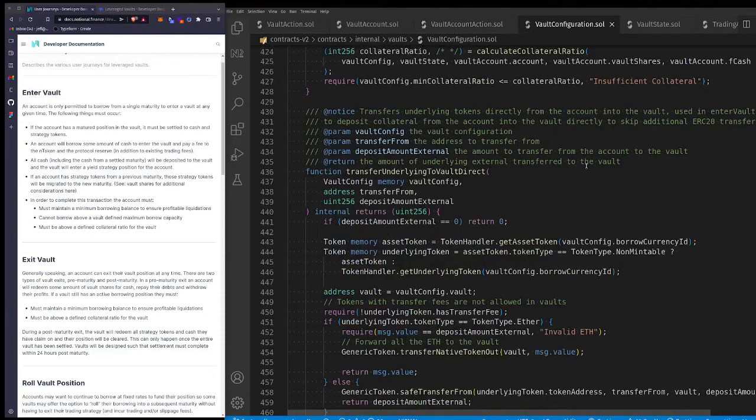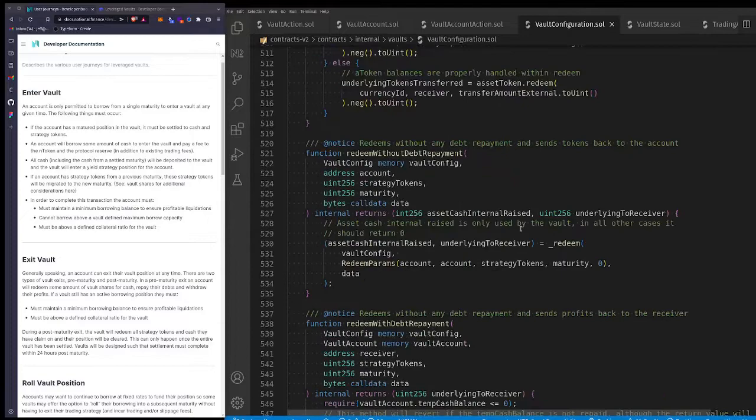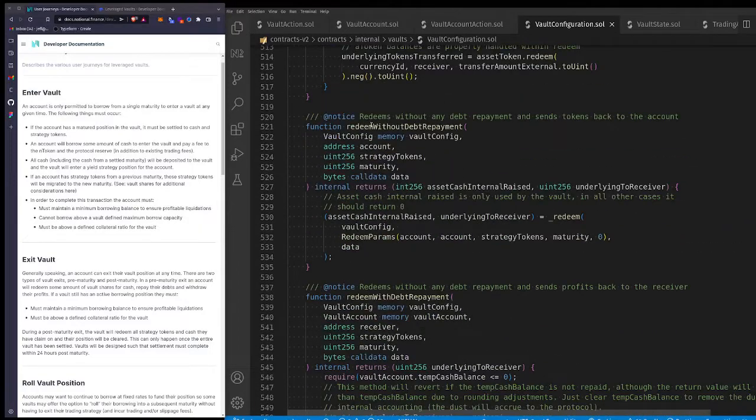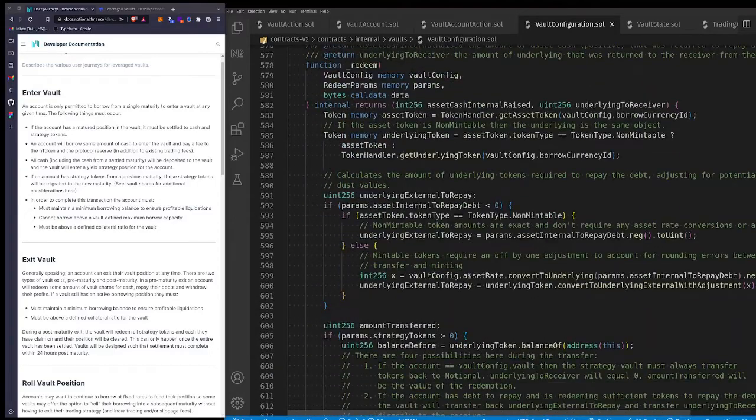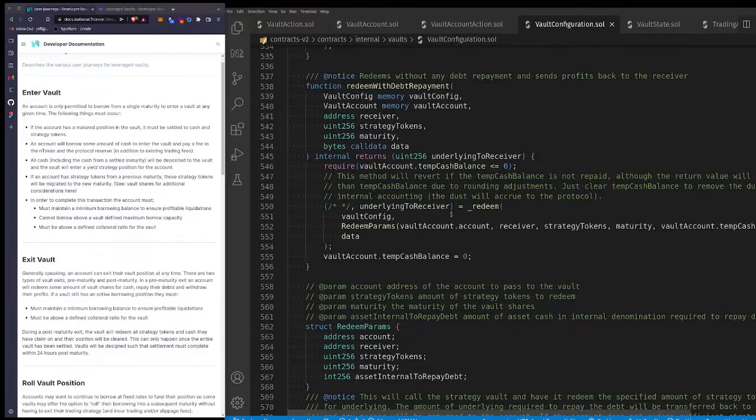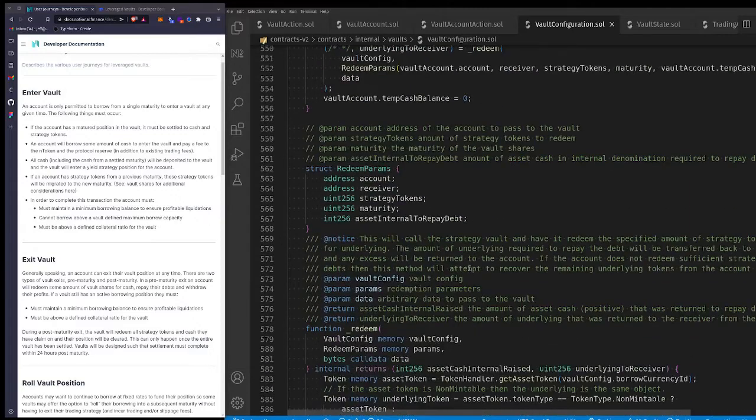So let's take a look at that. Now, this method is a little bit more complicated than depositing. But what's going to happen here is we're going to call redeem with a number of parameters.